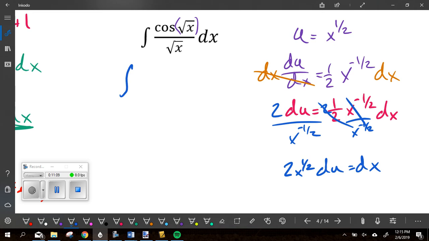We're integrating cosine of u all over, I'm going to just write it as x to the 1/2 power since I've got the other one as x to the 1/2 power. And I'm going to replace dx with this guy, 2x to the 1/2 power du.